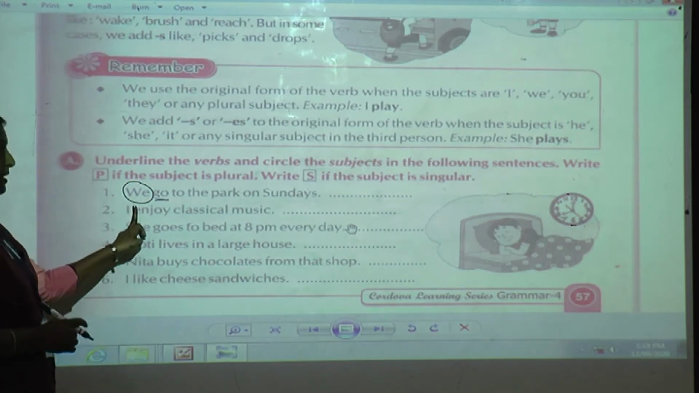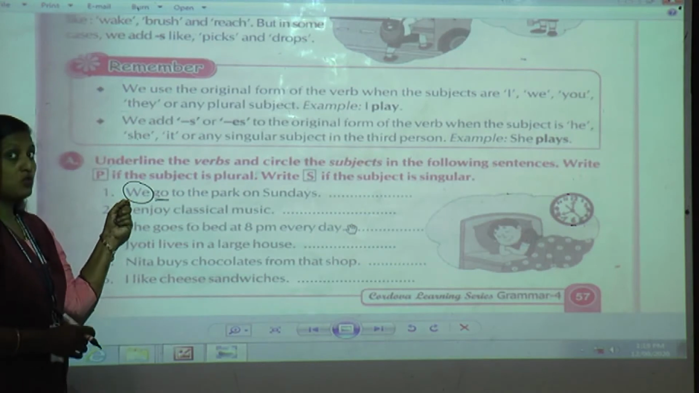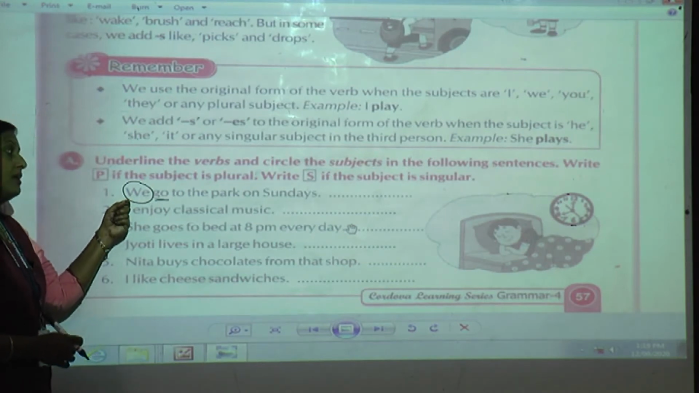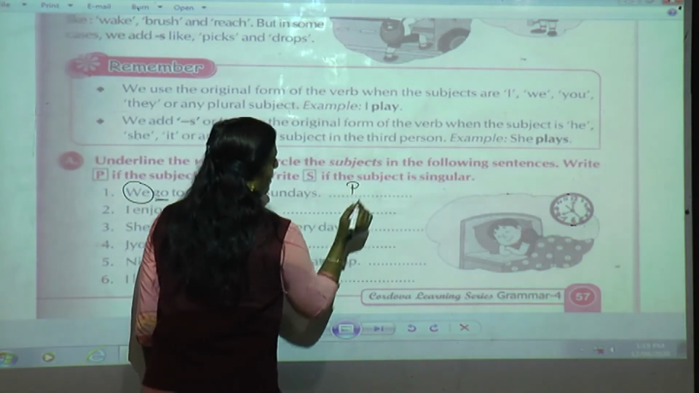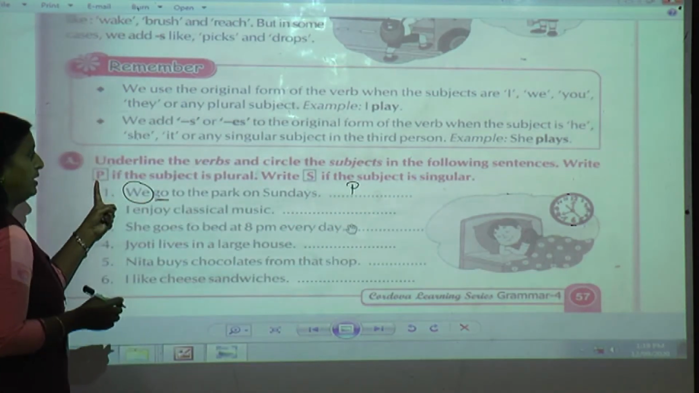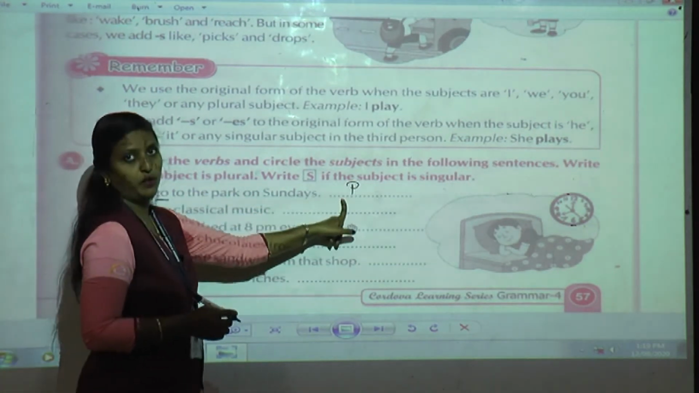Now tell me, we go to the park on Sundays. As we is the subject, is we singular or plural? Yes, we is plural. So I will write P over here. See here they have told, if the subject is plural, write P. So write only P over here.